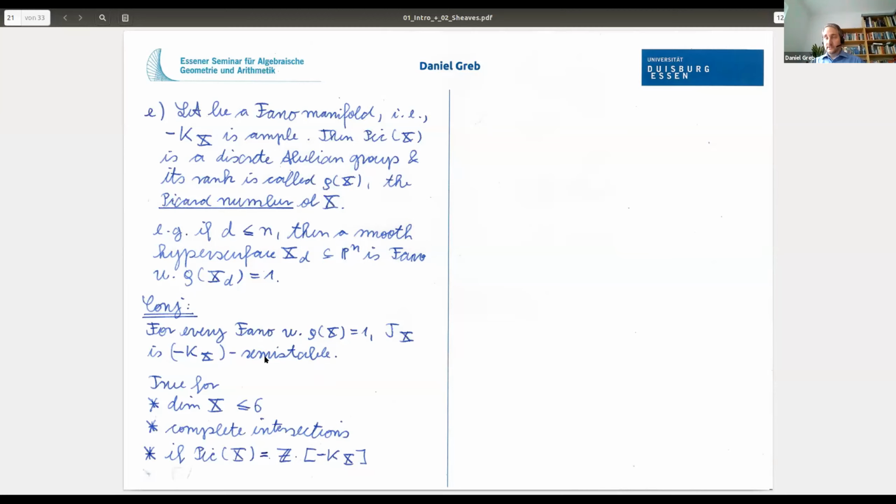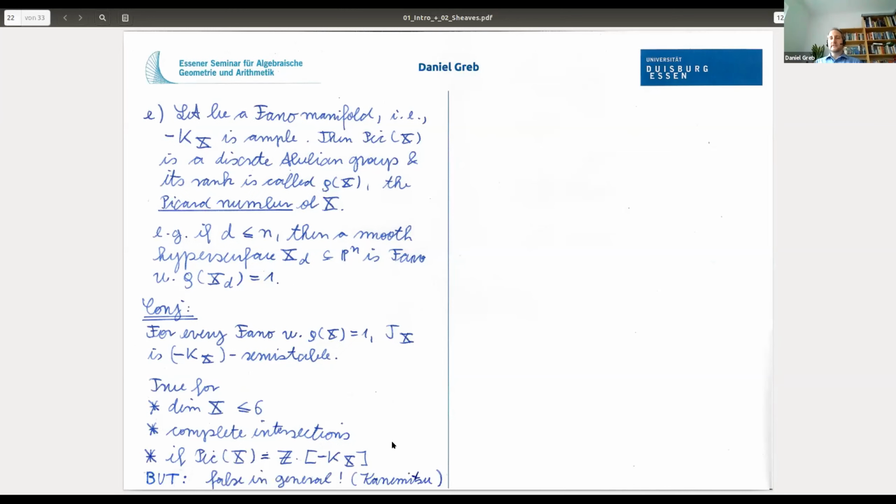So the Picard number is 1, so there is actually only one ample divisor, and it's a multiple of minus K_X. And that's a very interesting conjecture because it was believed to be true by many people in this business for a long time. Why was it believed? Because it's true for dimension less than or equal to 6. And it's true for complete intersections. And it's true if the Picard group is actually generated by minus K_X, so if the so-called Fano index of X is 1. We know that the Picard number is 1, so Pic X is Z times some ample divisor. Minus K_X is an ample divisor, so it is inside of this line here. Under the assumption that it actually is a generator, then this conjecture is also true.